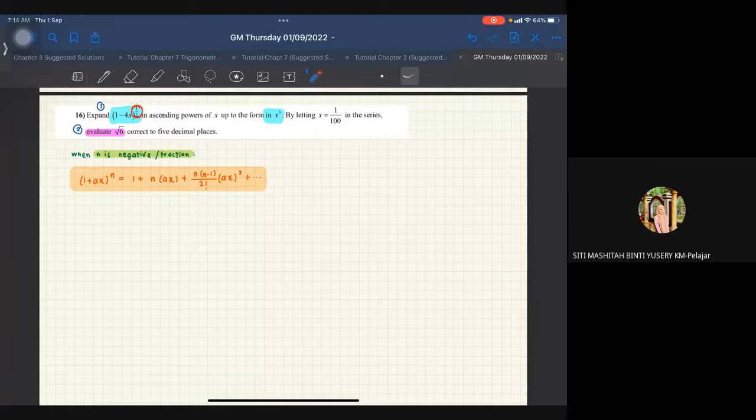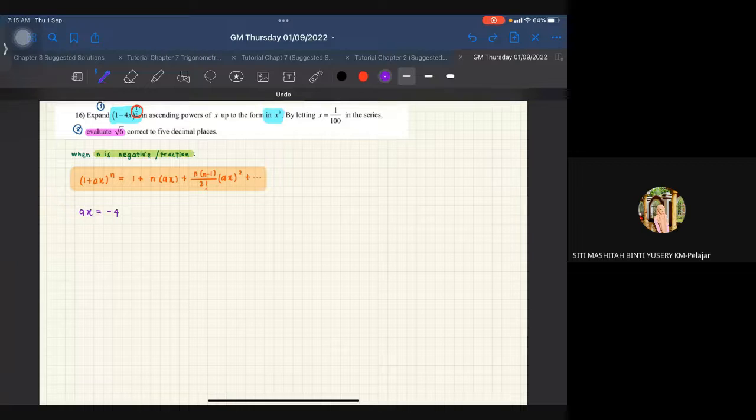And then ax. So ax awak is in the bracket. This one, it's negative 4x. Okay, so yang ini dia kuasa 1. Okay, so bila soalan cakap dekat sini, dia nak x kuasa 3. So maksudnya, awak kena buat dia sampailah awak punya ax tu kuasa dia 3. Okay, so let me write first dekat sini. Kita punya ax adalah, our ax is negative 4x.